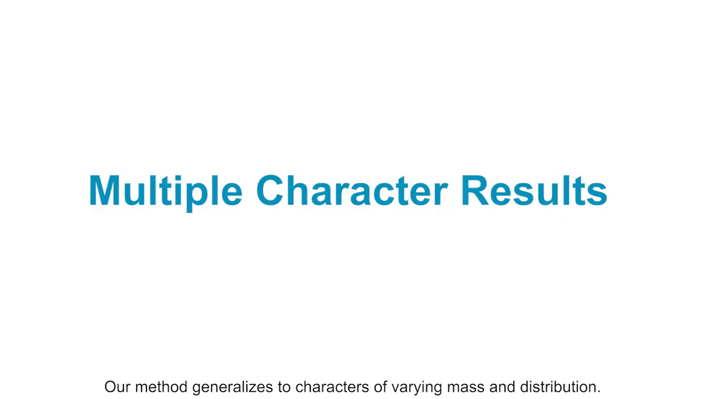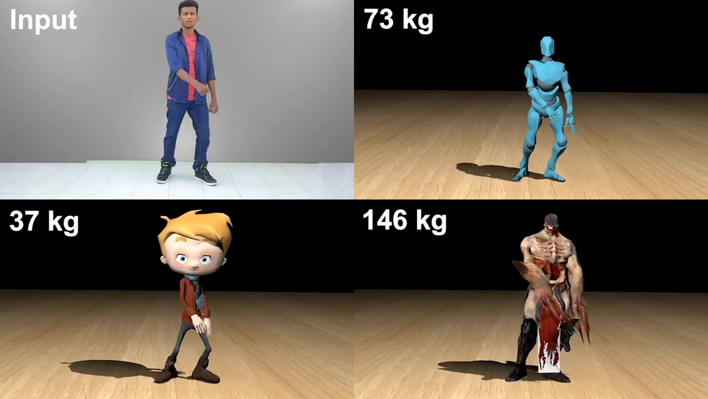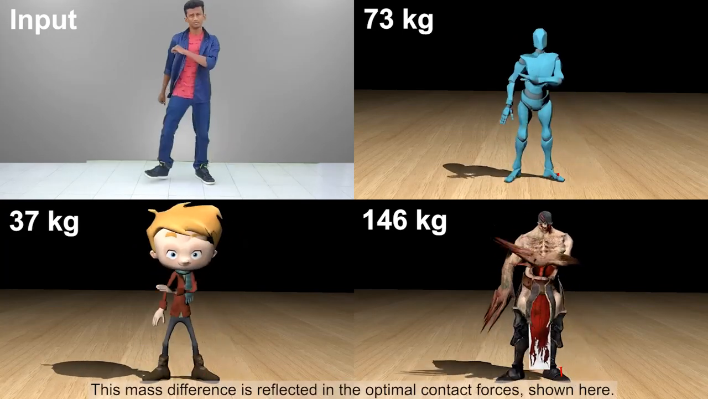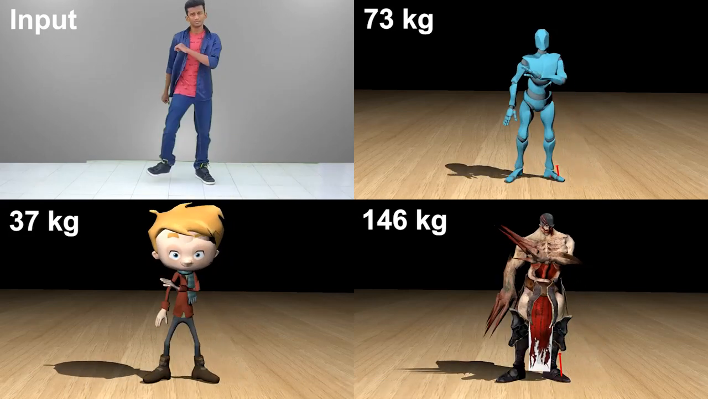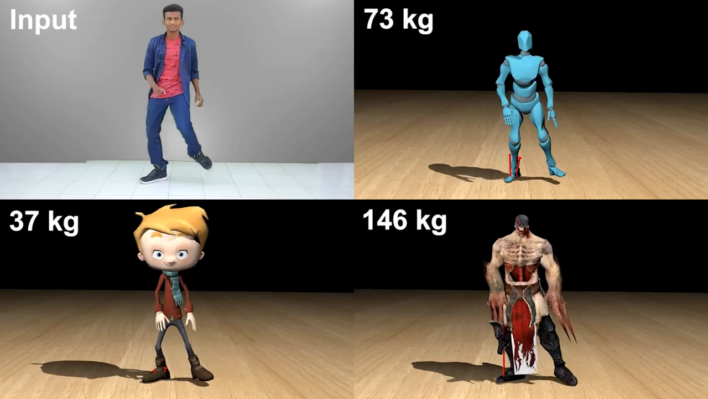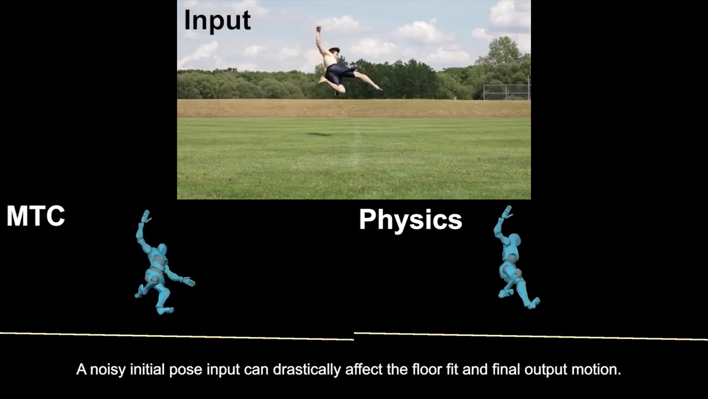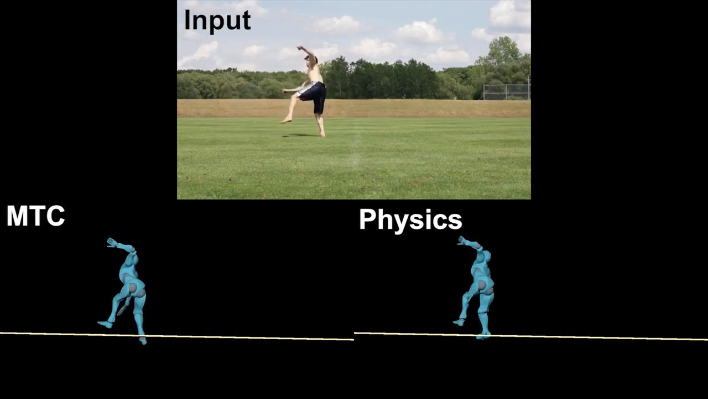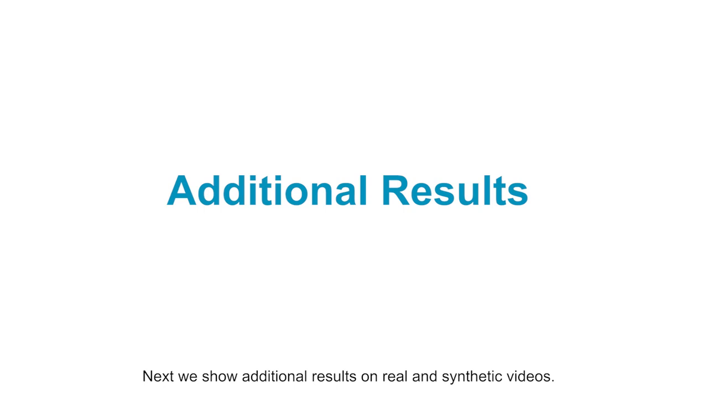Our method generalizes to characters of varying mass and distribution. The mass difference is reflected in the optimal contact forces shown here. The success of our method is largely limited by the quality of the input motion. A noisy initial pose input can drastically affect the floor fit and final output motion. Next, we show additional results on real and synthetic videos.